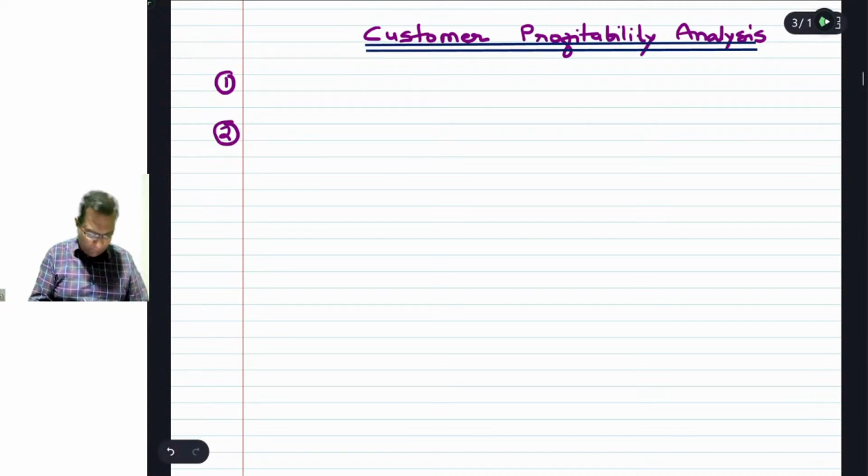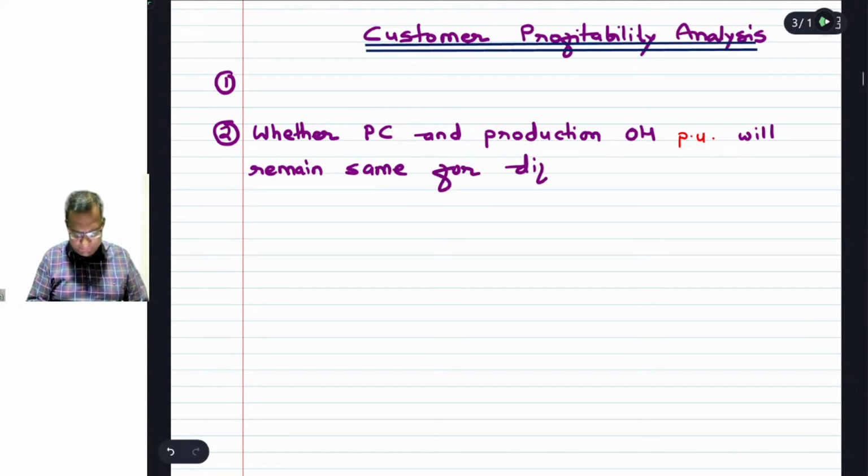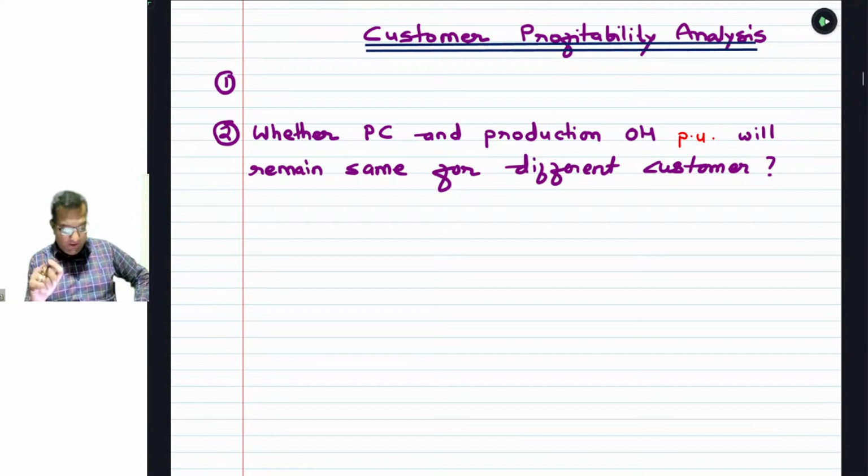Now second point: will prime cost and production overhead per unit remain the same for different customers? PC means prime cost. Yes or no, give the answer along with the logic, beta.